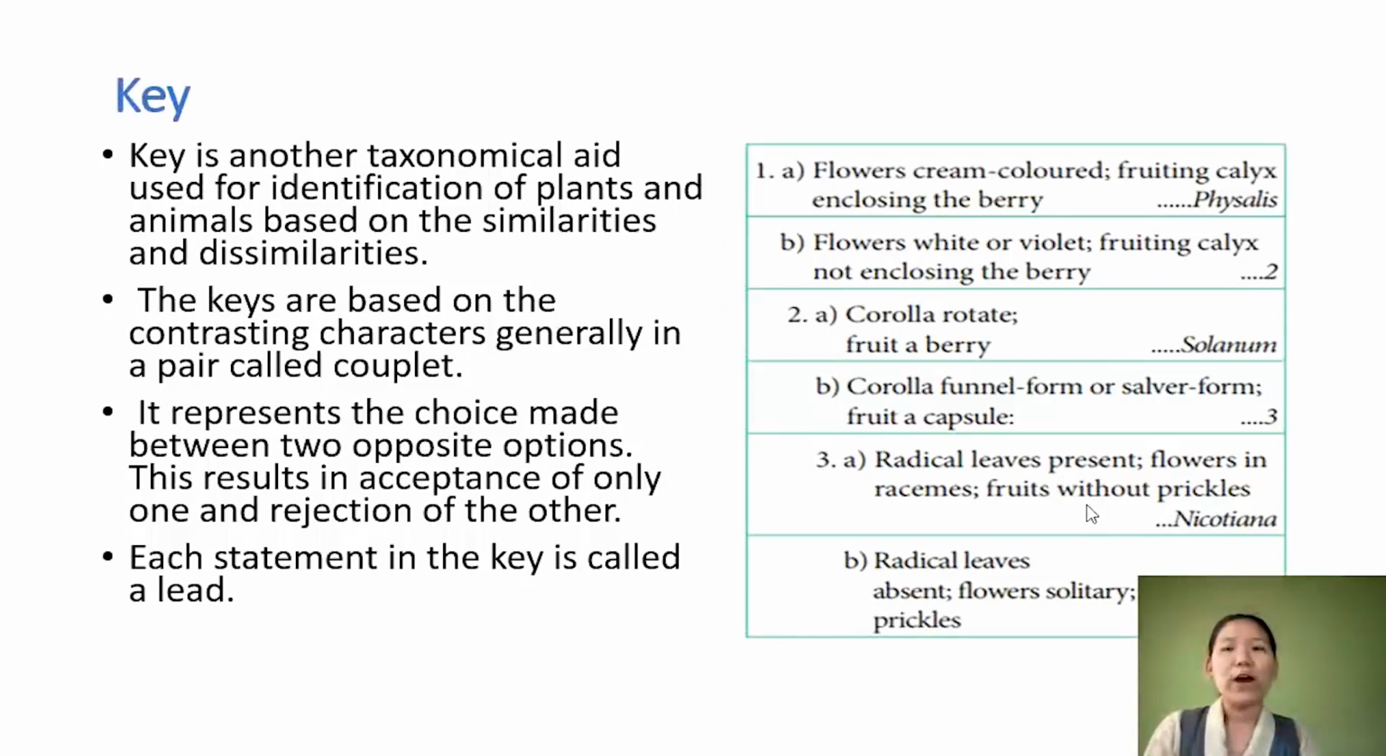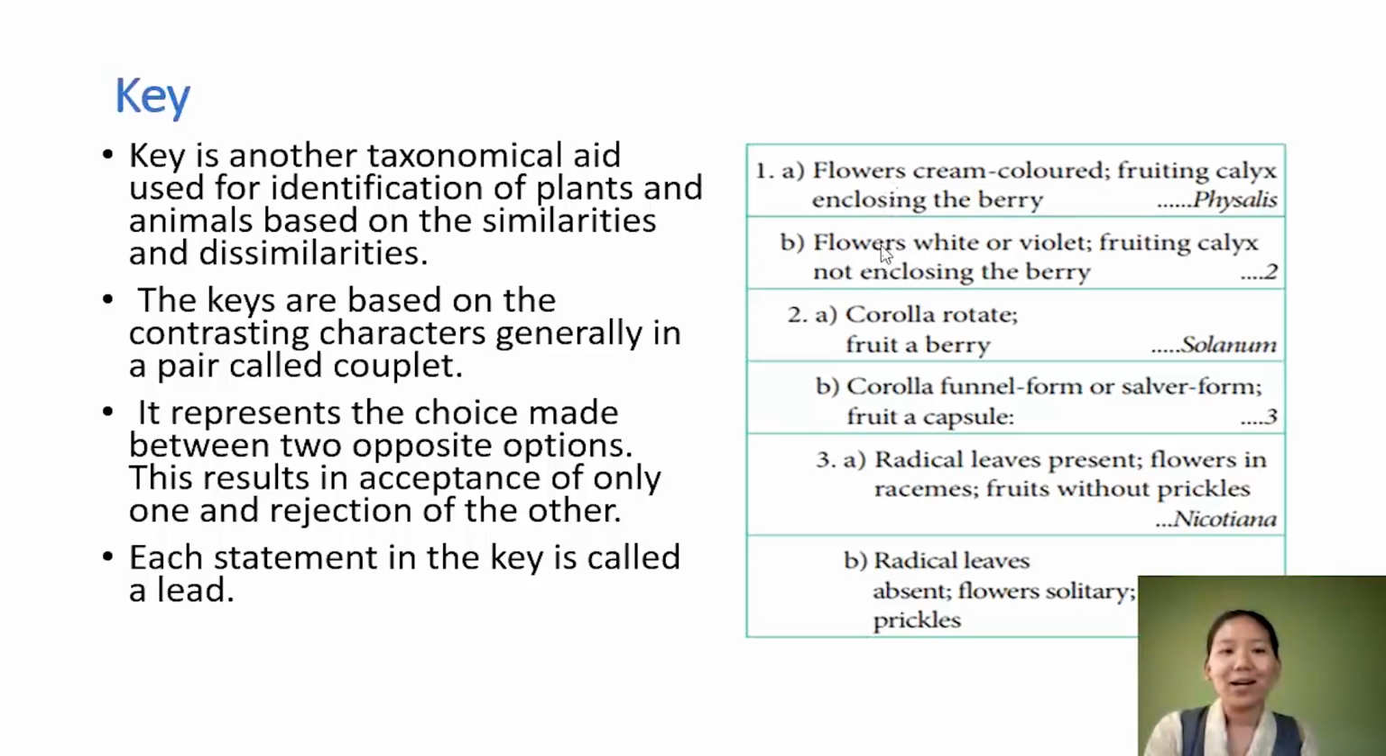Next, key. Key is used for identification of plants and animals based on similarities and dissimilarities. It is based on some contrasting characters, generally occurring in pairs. For example, here, if you look at number 1, we have 1A and 1B. These are the pair, and each statement, for example flower cream colored, fruit calyx enclosing the berry, is called a lead. So this is one lead, this is another lead, and together we call it a couplet.